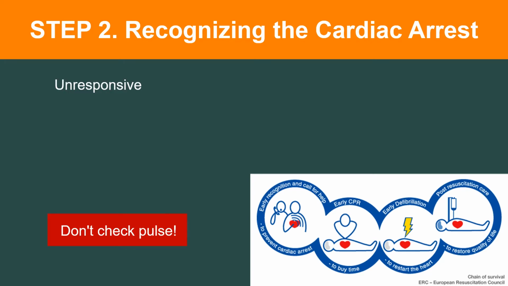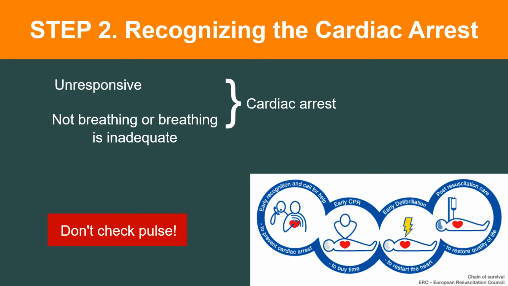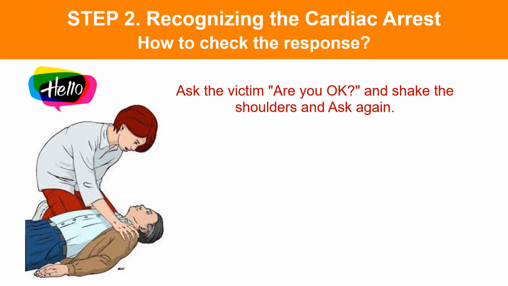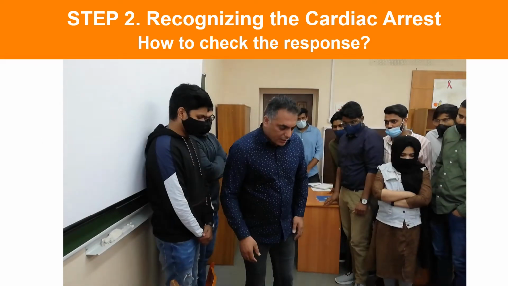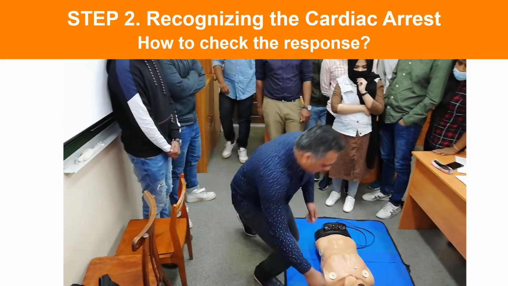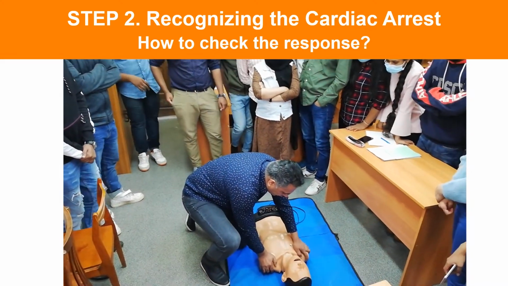If the victim is unresponsive and not breathing, or breathing is inadequate, it means he is in cardiac arrest. To check the responsiveness, ask the victim, "Are you okay?" Then shake the shoulders and ask again, as shown in this video. Next step is, I will check the response. Are you okay? Are you okay?